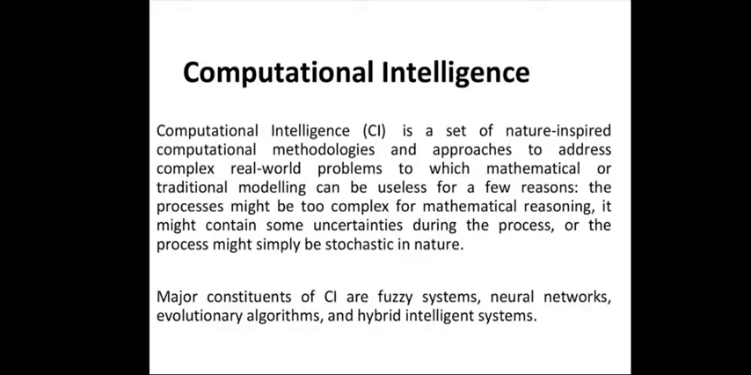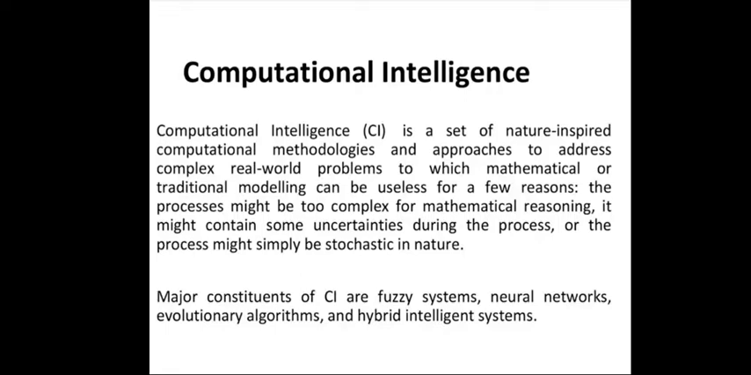Computational intelligence basically is a set of nature-inspired computational methodologies and approaches to address complex real-world problems to which conventional mathematical or traditional modeling can be useless. For the reasons, the processes might be too complex, processes for which we are developing a model could be too complex for mathematical reasoning. It might contain some uncertainties during the process, or the processes might be simply stochastic in nature.